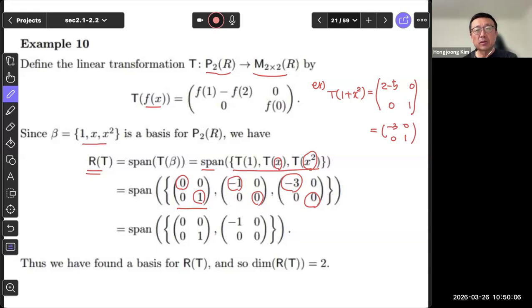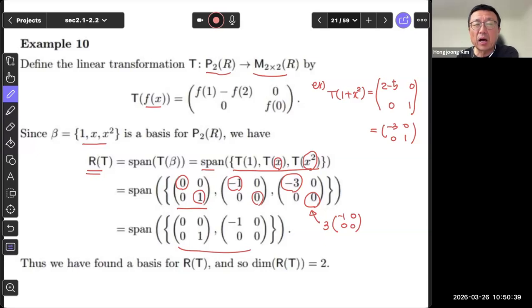Okay, but note that this third matrix, the negative 3, 0, 0, 0 matrix, is negative 3 times the second matrix. So the span of these three matrices will be the same as the span of the first two matrices. The third one is redundant. I don't need the third one. So the range can be generated by only these two matrices.